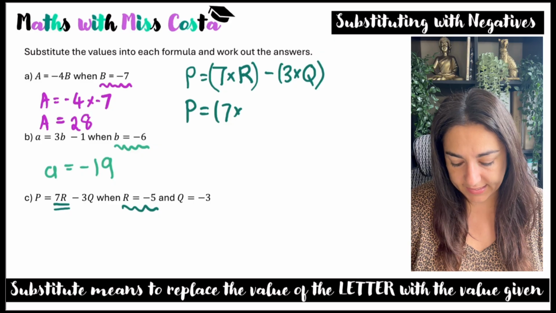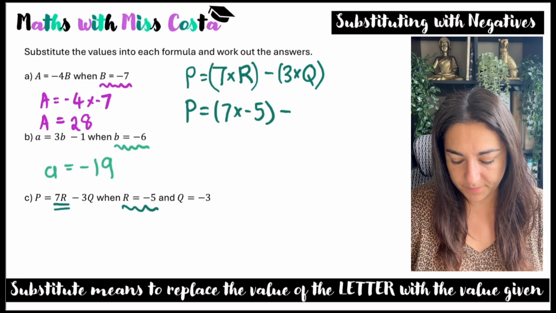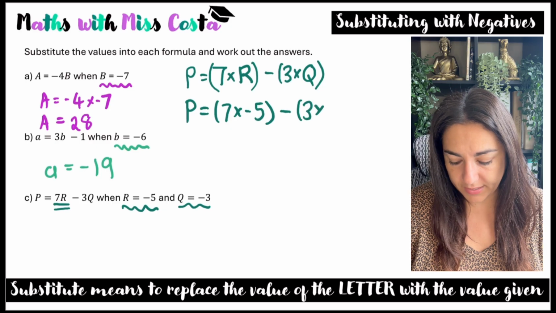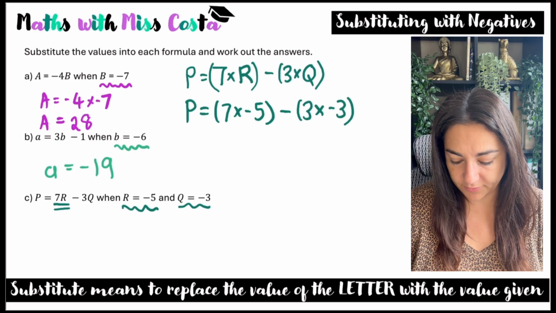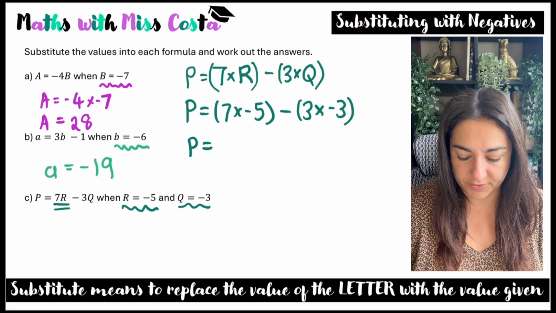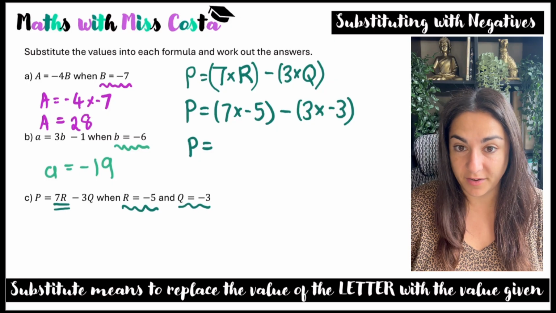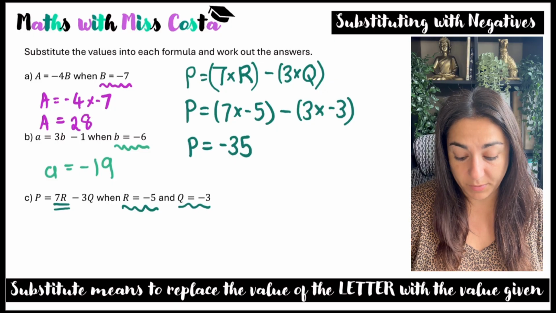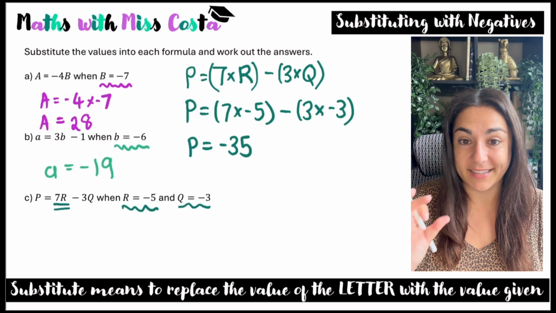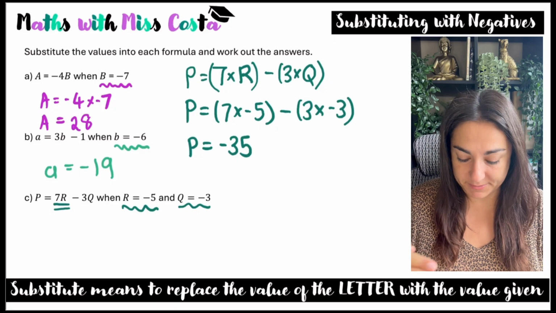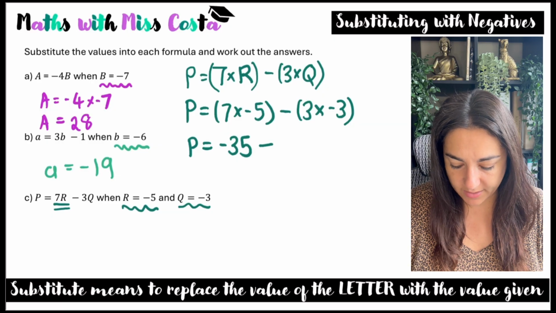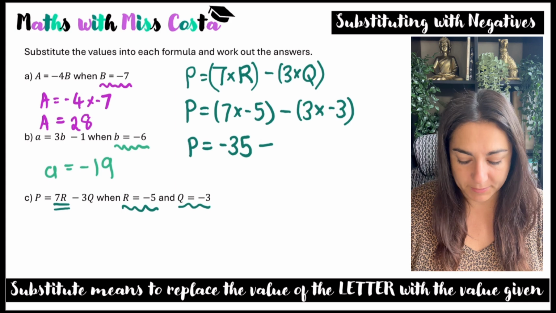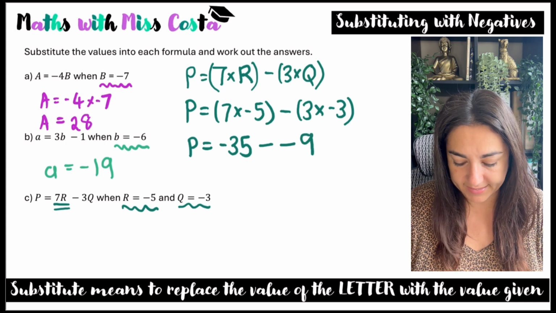So P is going to be, what's the value of R? Negative 5. 7 times by negative 5. Take away, the value of Q is minus 3. 3 times by minus 3. So let's work those out individually. 7 times by negative 5, well, 7 times 5 is 35. 7 times negative 5 will be negative 35, because when the signs are different, the answer is going to be negative. And then I'm going to take away 3 times minus 3. 3 times 3 is 9, so 3 times minus 3 is going to be minus 9.